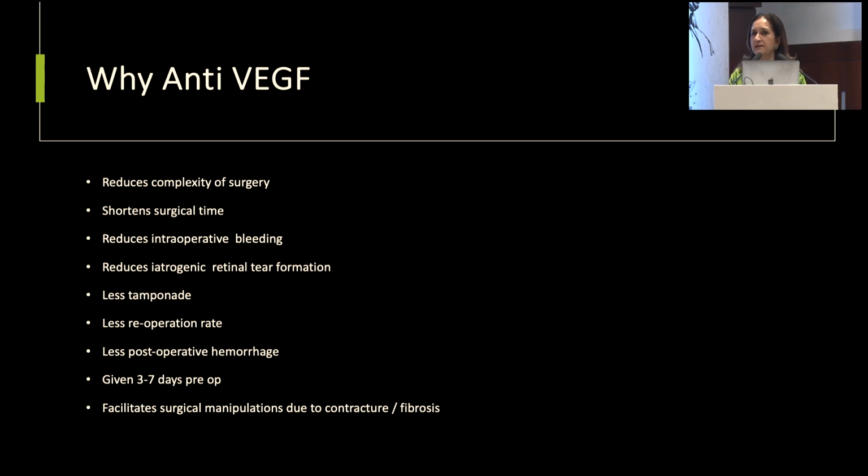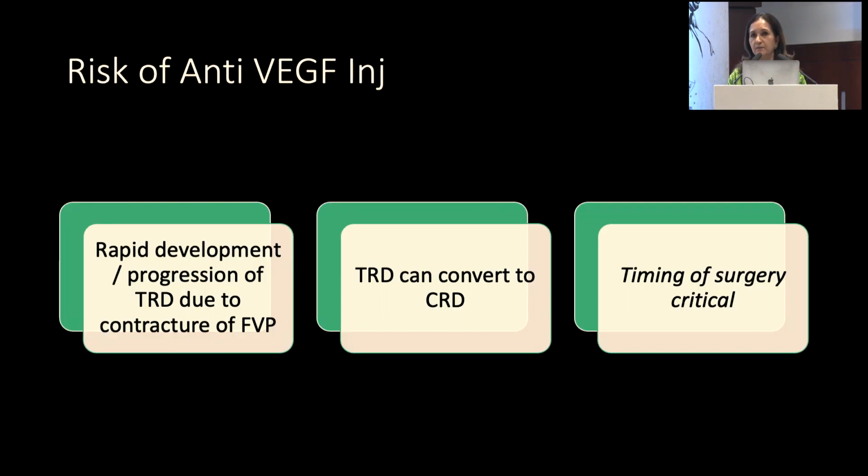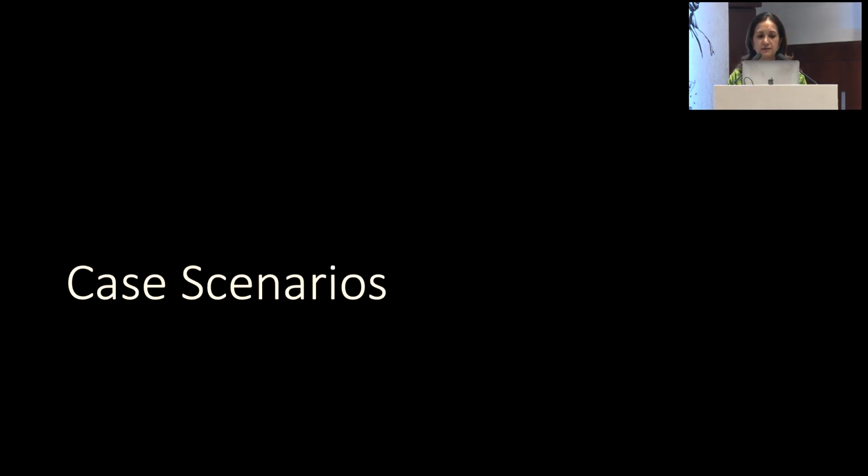I often give this example to my students: wet notes, if you try to separate, will definitely tear. But anti-VEGF, if you give it, dries up the vitreous layer and the retina, and it is easier to separate without creating breaks. But it has its own disadvantages. It can have a crunch phenomenon where a TRD can extend onto a CRD very quickly, and timing of surgery matters. It should not be more than a week or 10 days, when the crunch phenomenon will be at its peak, and usually the ideal time is 3 to 7 days.